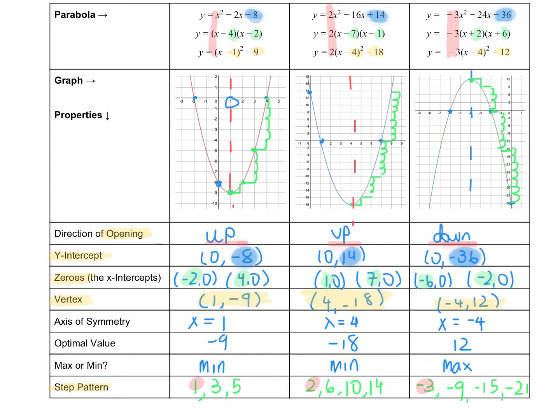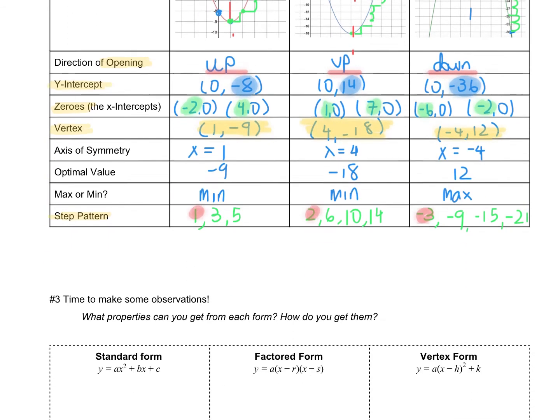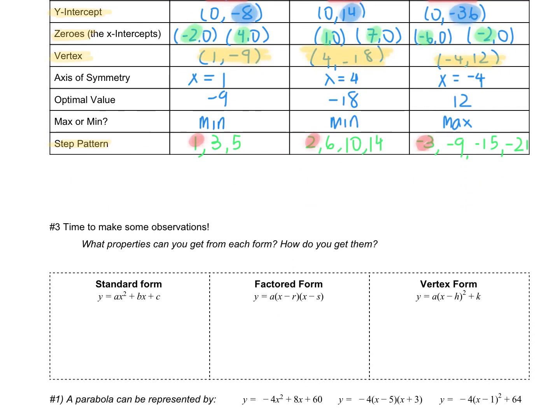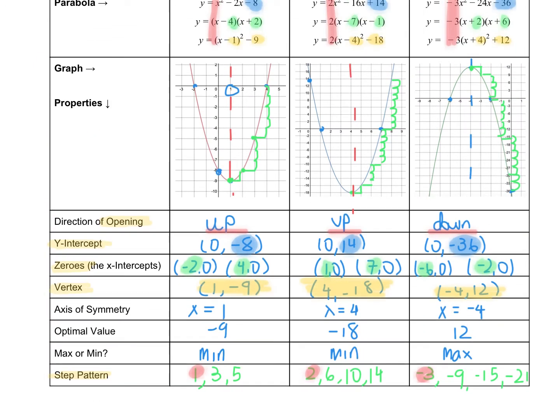So I'm going to go down to our chart, and I'm going to write down that observation. From standard form only, the y-intercept is c. So this constant at the end. So if you see a parabola in standard form, you'll know its y-intercept right away.